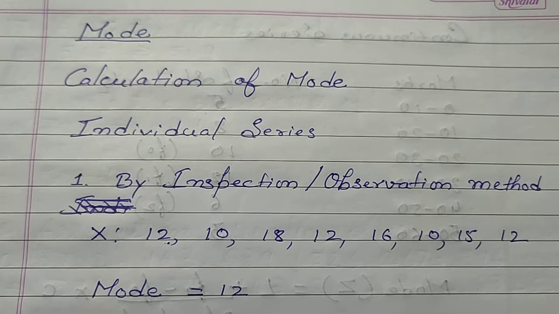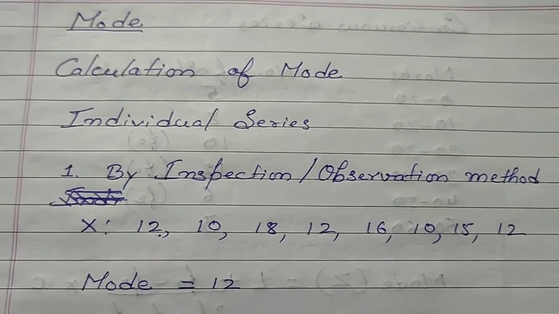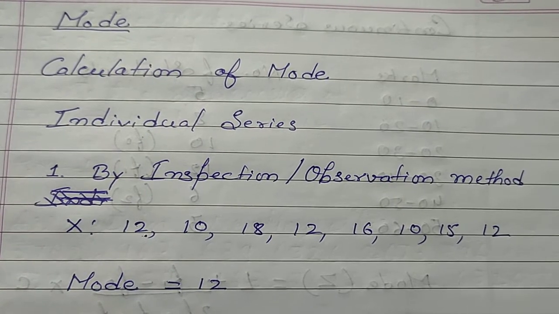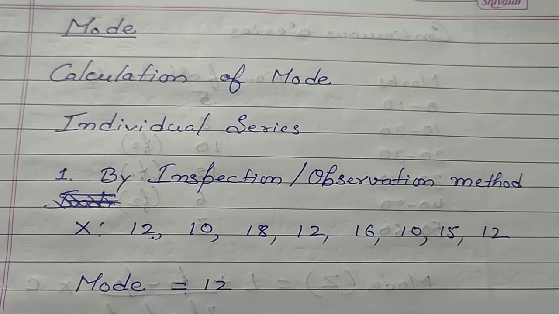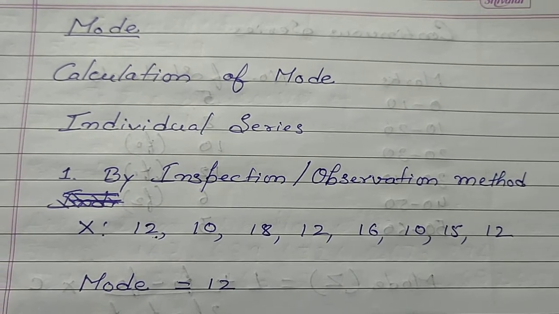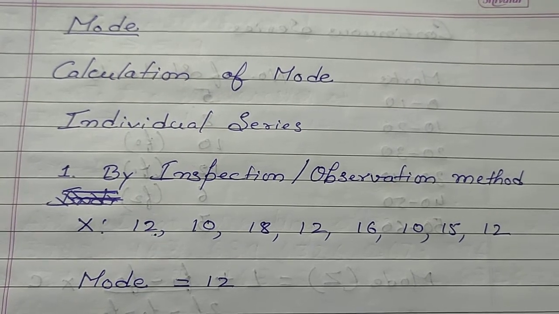So first let us understand the case of individual series. In individual series we generally find the mode by using the inspection or observation method. You can see one individual series is given here. The values are 12, 10, 18, 12, 16, 10, 15 and 12.